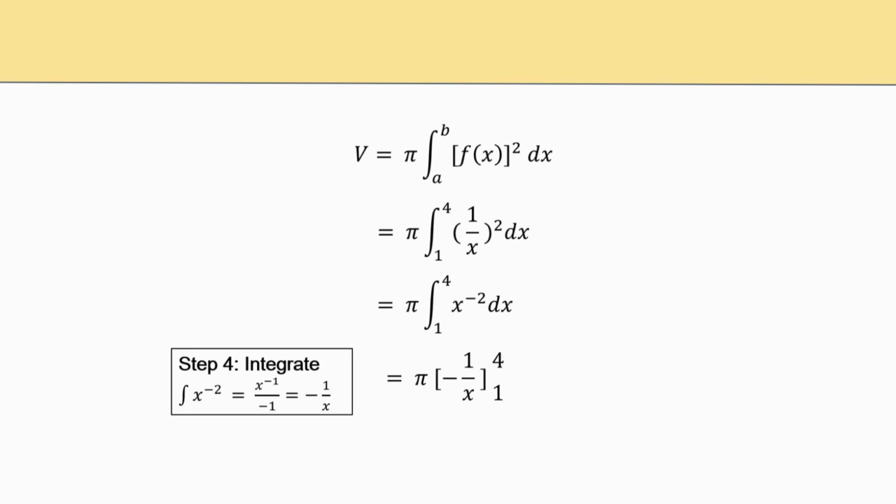Next, we integrate. Integrating x to the power of negative 2 gives negative 1 over x. So the volume integral becomes volume is equal to pi times negative 1 over x evaluated from 1 to 4.